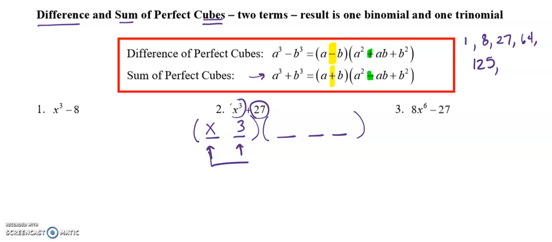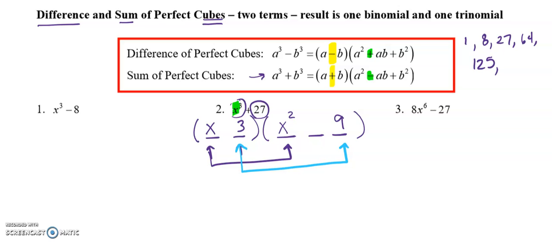Then what? The first two spots, the first of the binomial and the first of the trinomial, have to multiply to give me the first term. So x times what will give us x cubed? X squared. And the last two spots, the last spot of the binomial and the last spot of the trinomial, have to multiply to give us the last number, the 27. So 3 times what is 27?